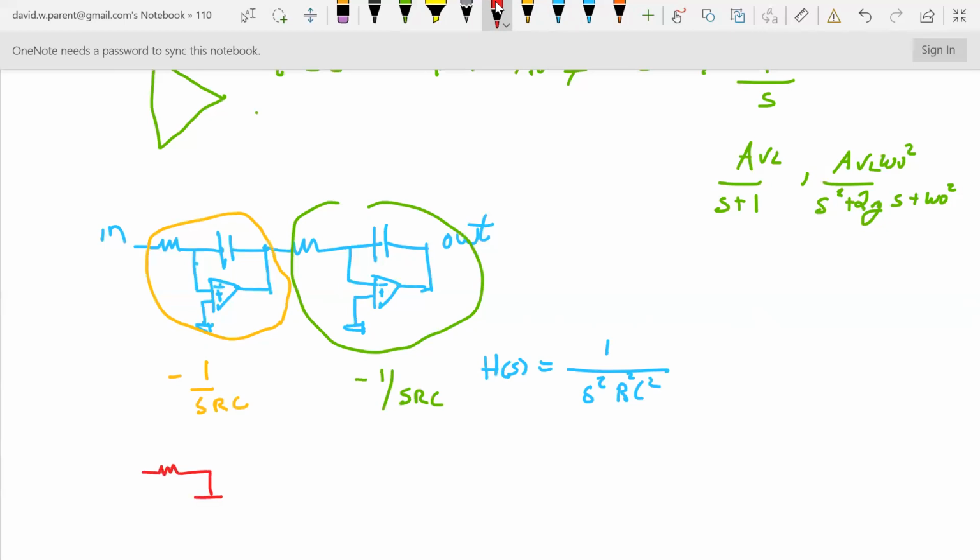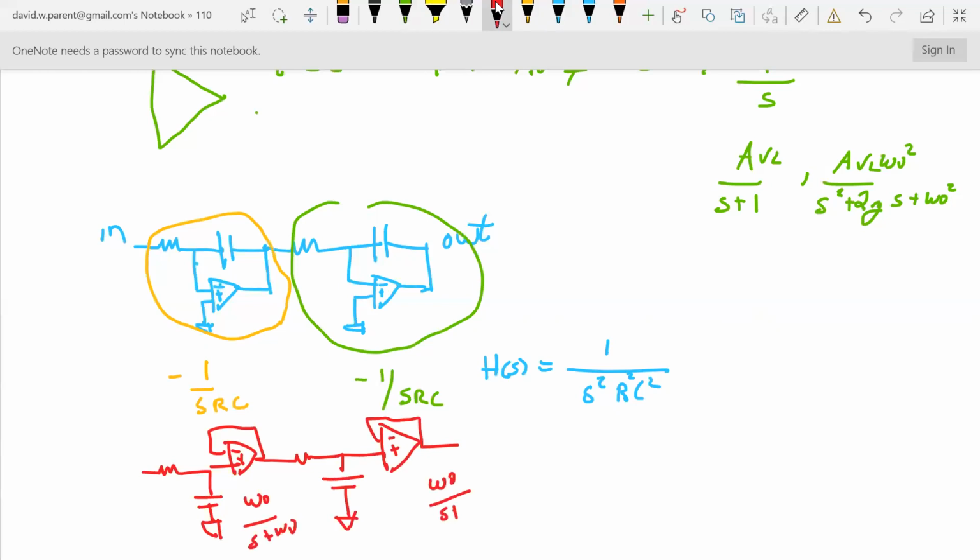These are going to be two chained low pass filters, where this is omega naught over S plus omega naught, times omega naught over S plus omega naught, and then H(S) is omega naught squared over S plus omega naught squared. Now, here's the thing, right?